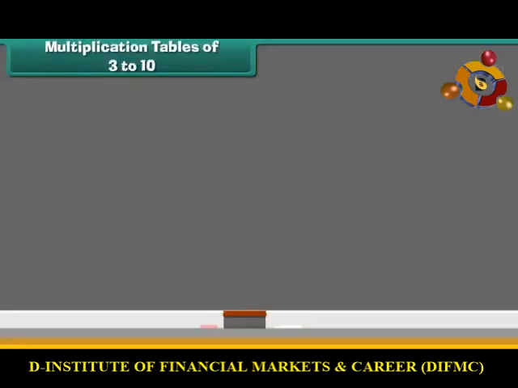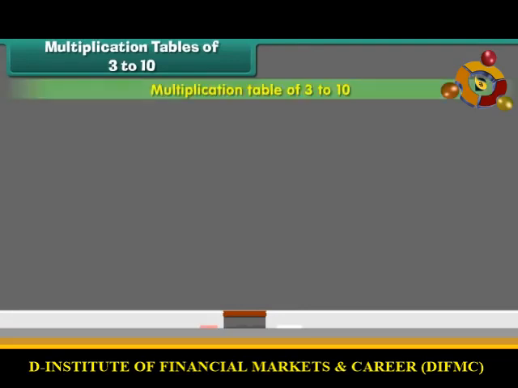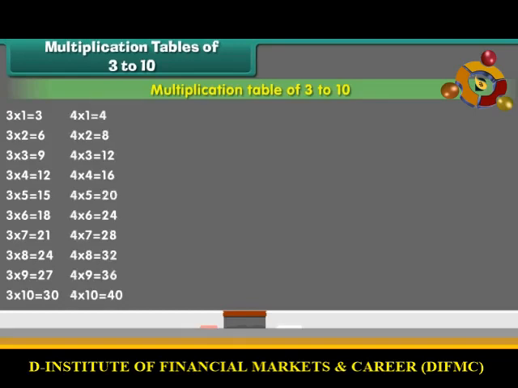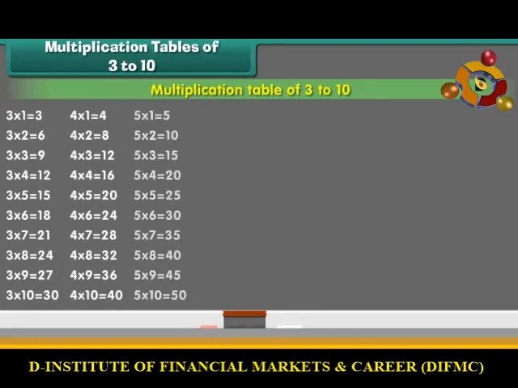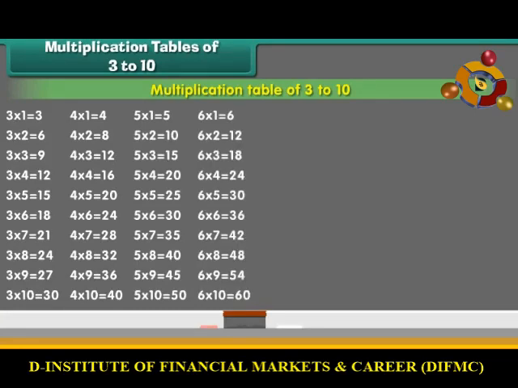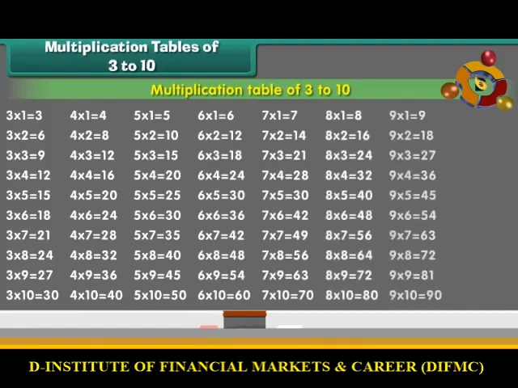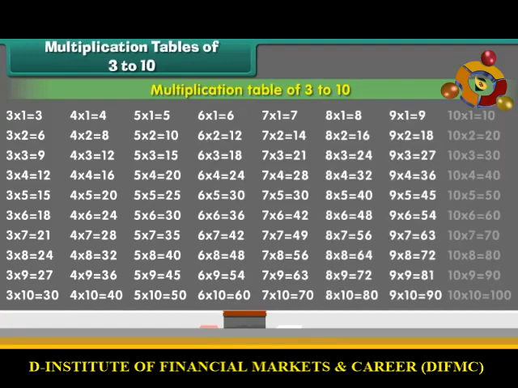Multiplication tables of 3 to 10. Let us now learn the multiplication tables of the numbers 3 to 10. Let us start with the table of 3. Now the table of 4. Table of 5. Tables of 6, 7, 8, 9, and 10.